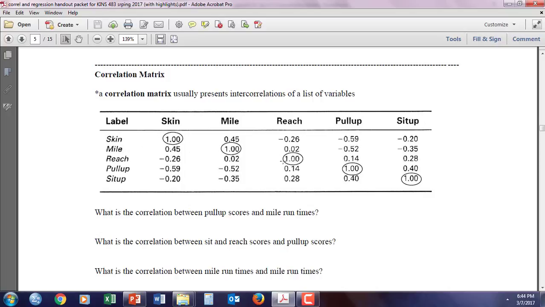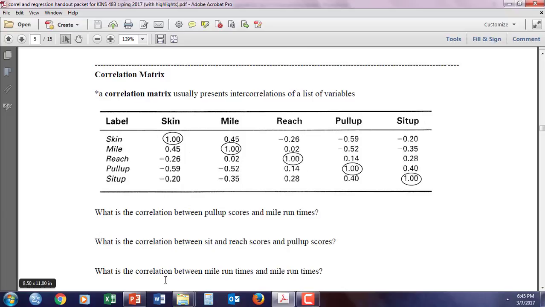Anything correlated to itself is going to be 1. And essentially, these two sides of the correlation matrix, the things up here and the things down here, are kind of flipped over images of the same data. Let's answer this next question. What is the correlation between sit and reach scores and pull-up scores? I'm going to come over here to the column that says sit and reach. I'm going to move down to the part where it says pull-ups, and I see there's an extremely weak positive relationship between sit and reach scores and pull-up scores. That Pearson R is equal to 0.14.